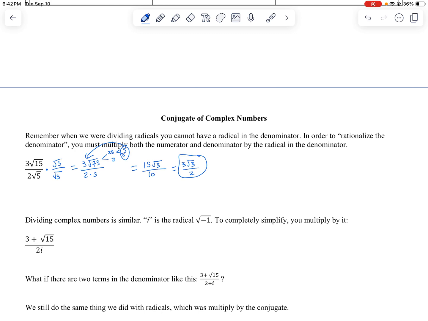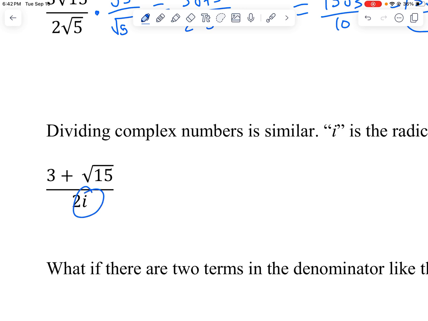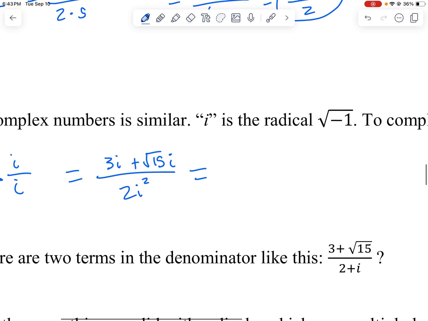So when we have radicals, that's what we do. And when we have complex numbers, you do the same thing. If you have an i here, that means the square root of -1. So I can just multiply top and bottom by i, and make sure if there are multiple terms, you put them in parentheses. And so our bottom here is going to be 2i squared, and on top we'll get 3i plus root 15i. Our denominator does simplify. Remember, i squared is -1, so our bottom is -2, and on top we'll get 3i plus root 15i.